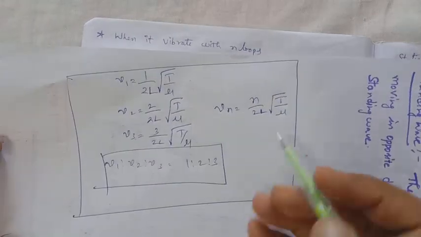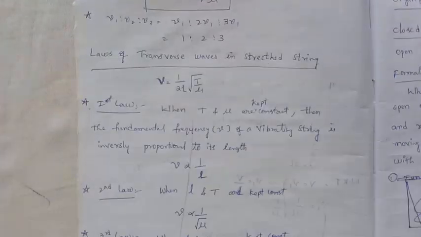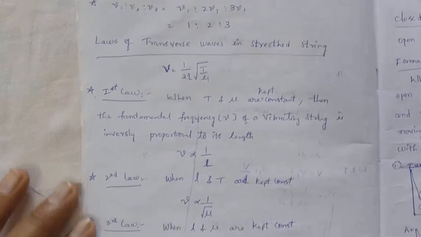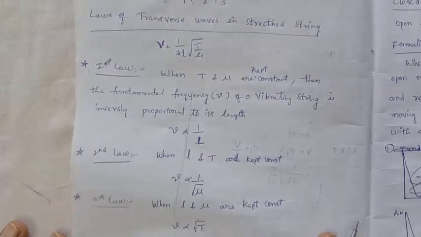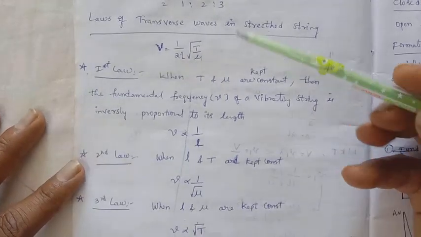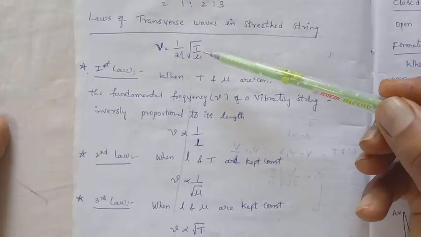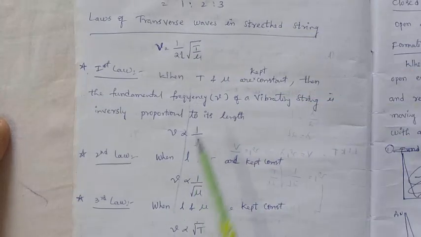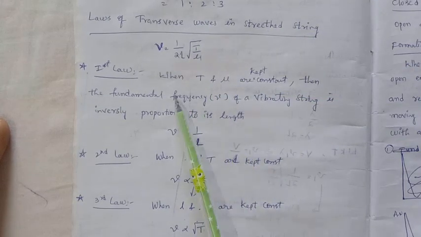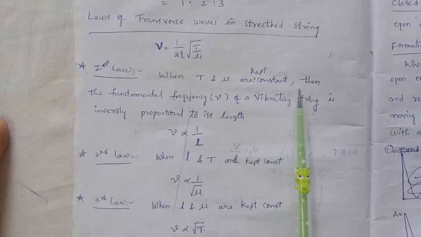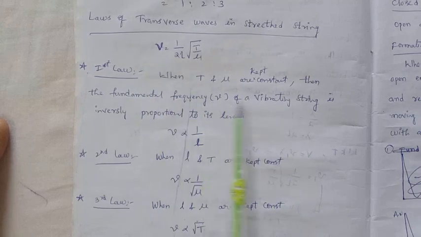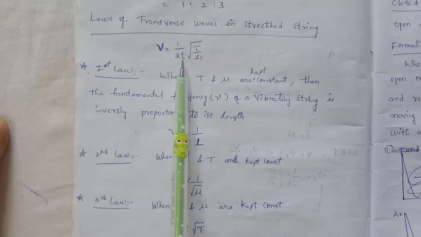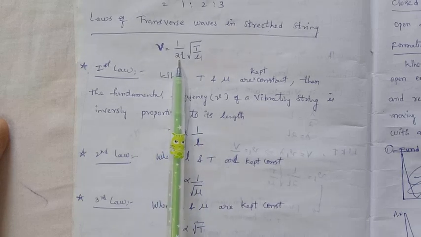From this we can formulate the 3 laws of transverse waves in a stretched string: first law, second law, third law. It is very easy. You keep 2 variables constant and see how the third variable relates to the frequency. When T and mu are kept constant, the fundamental frequency of the vibrating string is inversely proportional to the length.